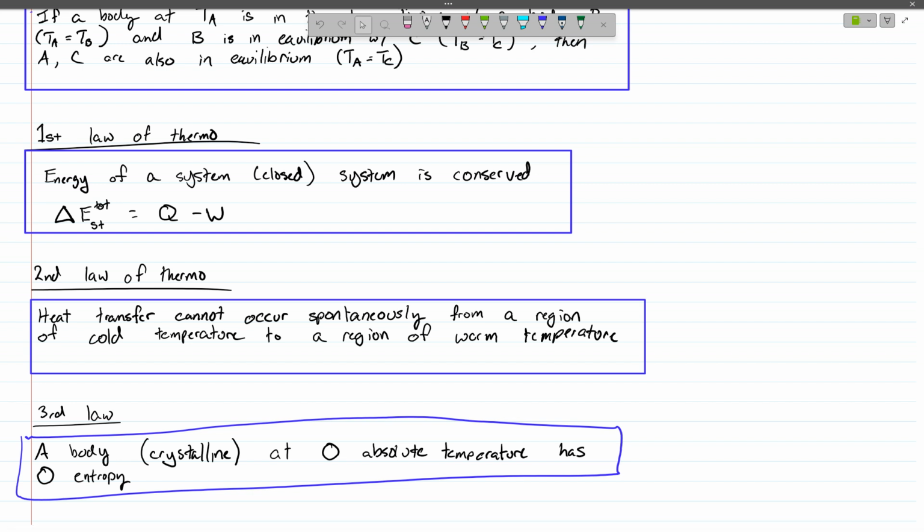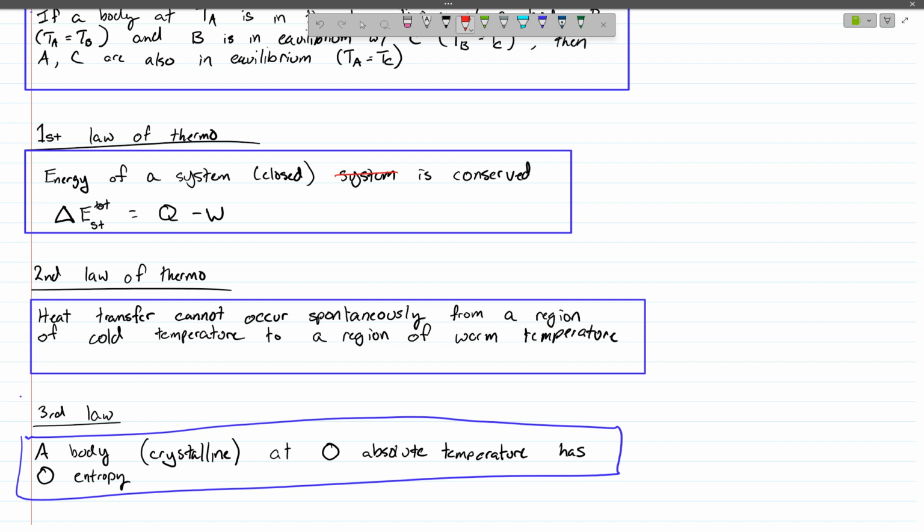What I want to do now is take a closer look at the first law, specifically this word system, or this closed system. Oh, I have system written twice. Scratch that one, and the equation that's below it.